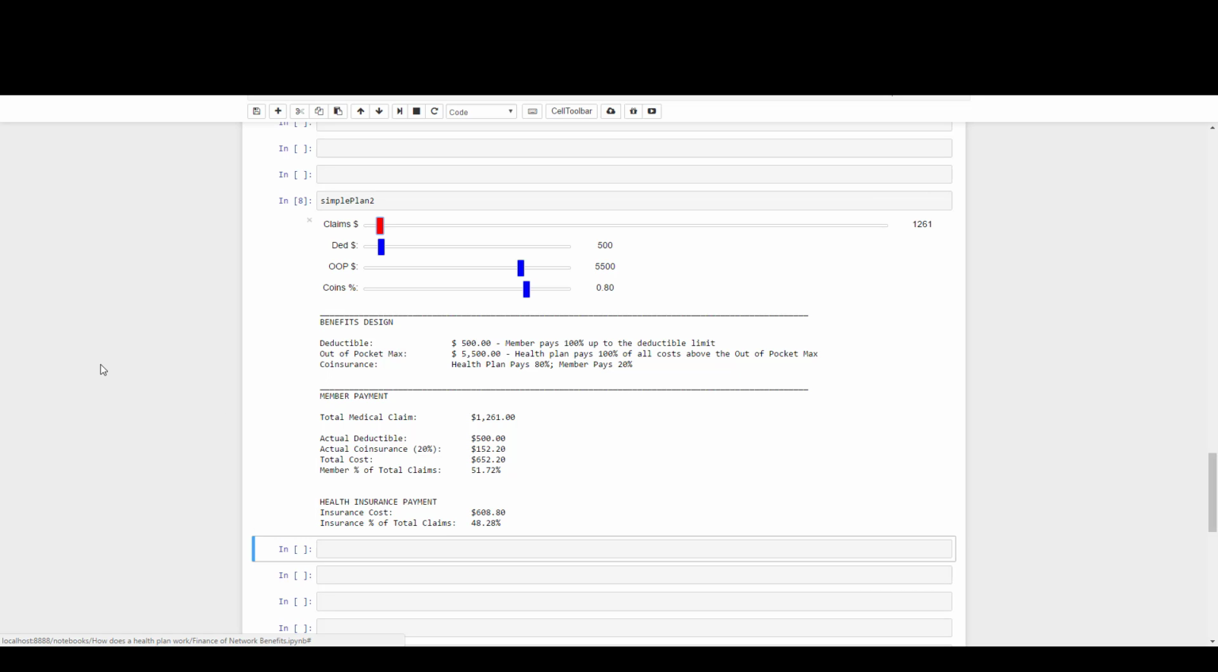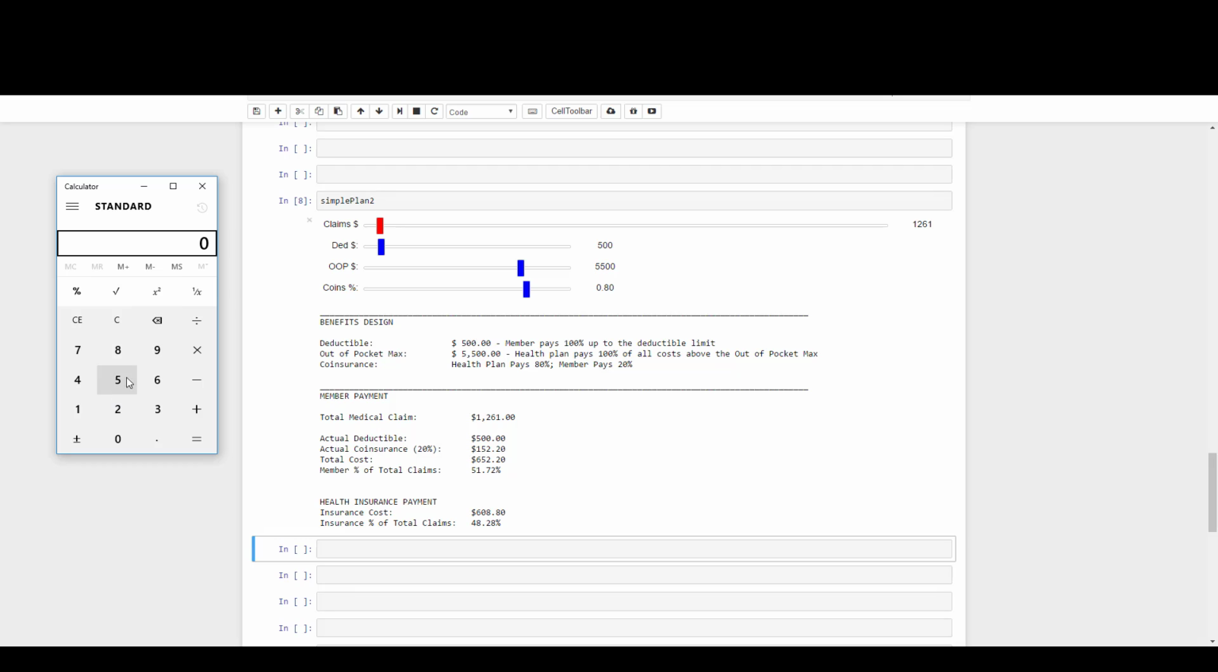Now I'll try to provide a little understanding of what's going on here. What we're saying is that you've got $1,261 in medical expenses. The very first thing you do as a member is pay the deductible first, and you pay that at 100%.